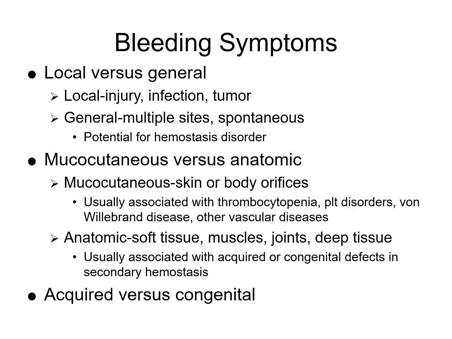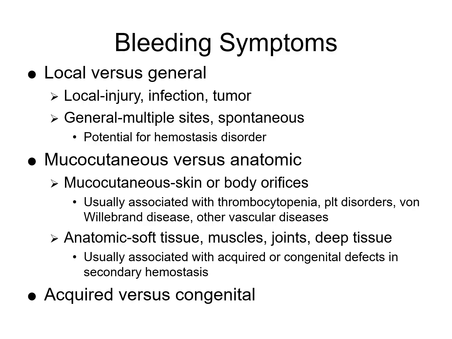And then we have acquired versus congenital hemostatic disorders. Acquired disorders develop after birth, and this could be due to a variety of reasons, such as liver disease, vitamin K deficiency, disseminated intravascular coagulation or DIC, certain medications like anticoagulants or antiplatelets, autoimmune conditions as well, such as acquired hemophilia.